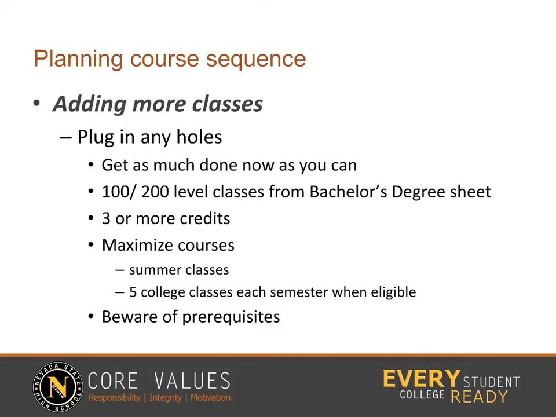At this time, you can start planning to take classes over the summer. If you are eligible, but not taking 5 college classes per semester, you should. You can even pay for an extra 6th class each semester.